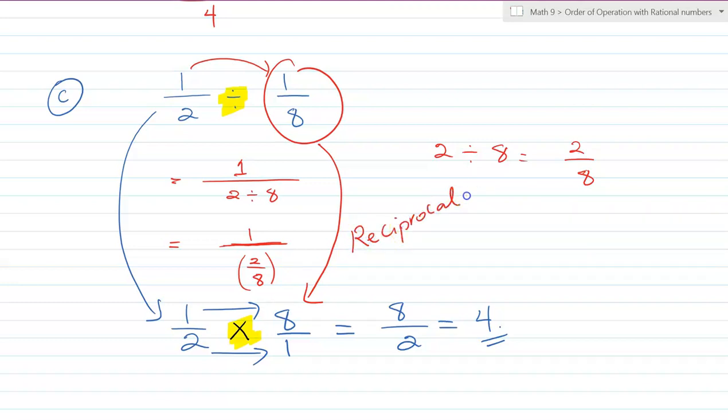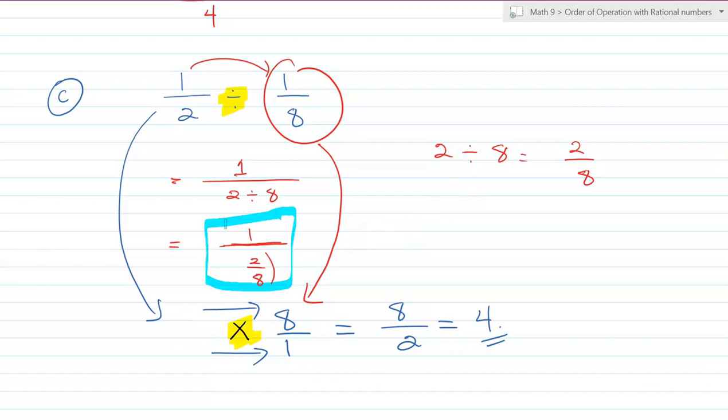You're changing the sign from division to multiplication, and then you use the multiplication. This is the shortcut. Later on in upper grades, you will realize that this is actually the reciprocal of 2 over 8, because there's a 1 on top, and it becomes 8 over 2. But for now, you can do that flip. Okay, that's what you would do, and that's it.